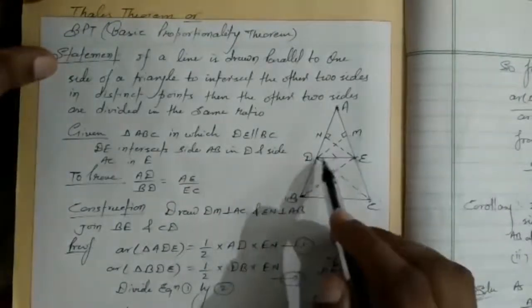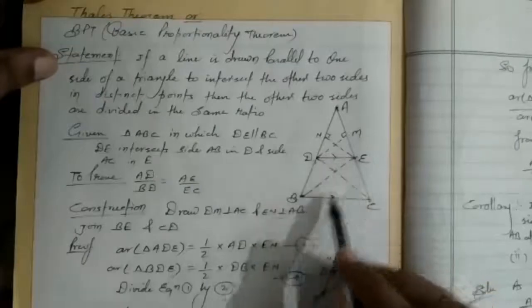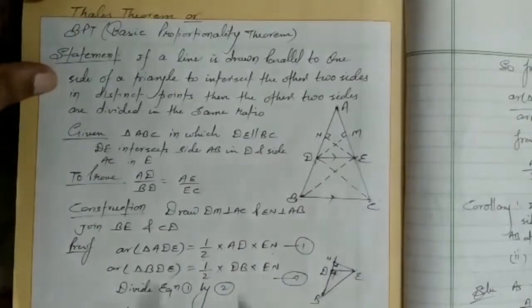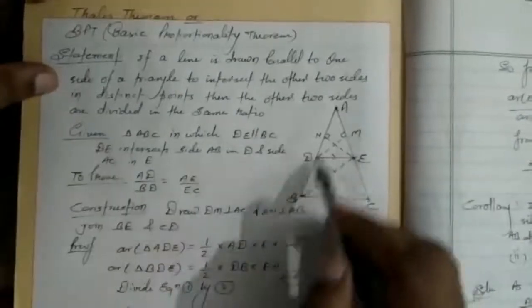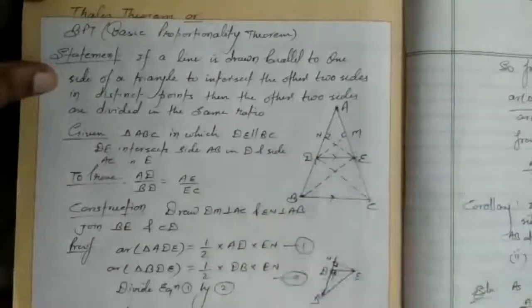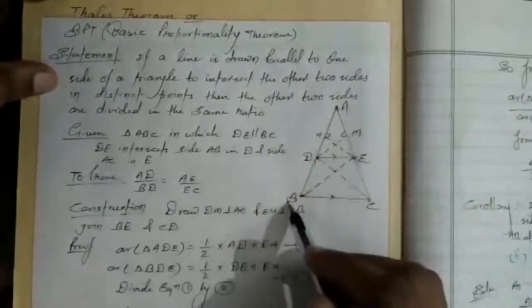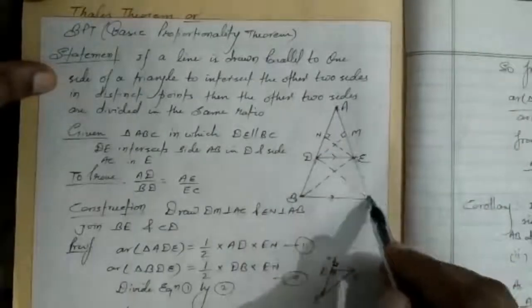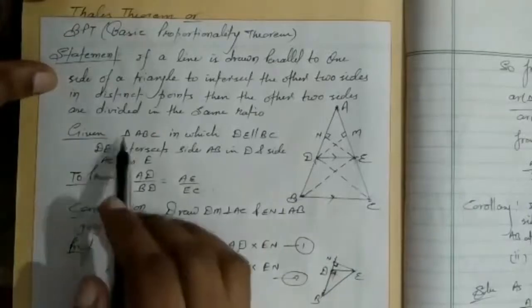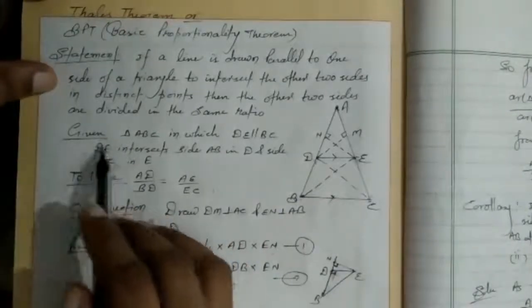So remember here, whenever one side in a triangle is given parallel to another side like this, we can apply the BPT theorem. And what will be the result of the BPT theorem? Means what we have to prove here? We have to prove that DE is dividing AB and AC in the same ratio. It means AD upon DB equals AE upon EC. This we have to prove. Write down, we start the solution.